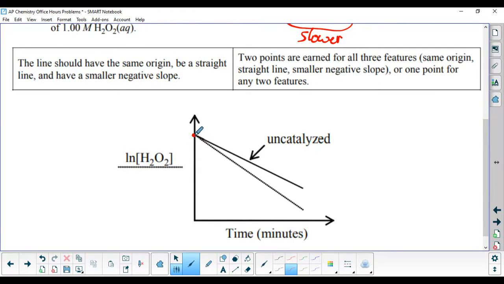Did you start in the same point? Your natural log of your initial concentration would be the same. Did you have a straight line and not a curved line? And did you have a smaller negative slope? You get 1 point if you only got 2 out of those 3, and you get no points if you only got 1 out of those 3.